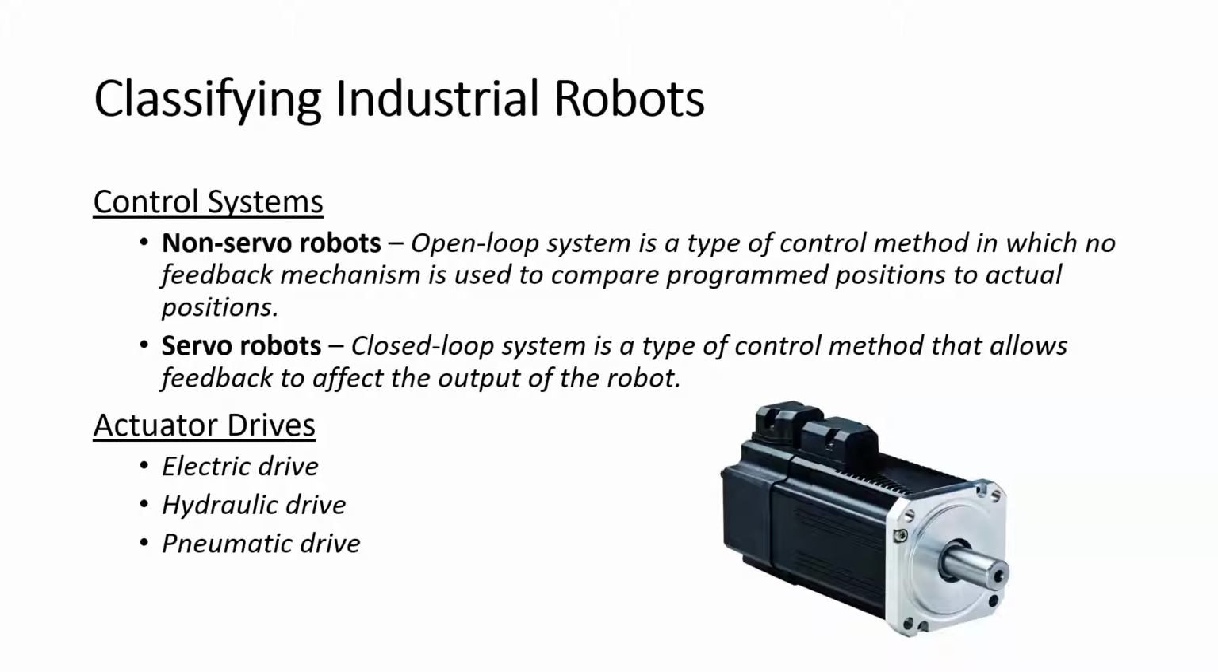Hydraulic means it's going to be using oil pressure basically to move large pistons. Pneumatic means that we're going to be using air pressure. Typically, pneumatic drive robots are going to be smaller robots. Hydraulic drive robots are going to be larger robots. The robot that we're using in our classroom is an electric drive robot, so it's kind of the middle ground.